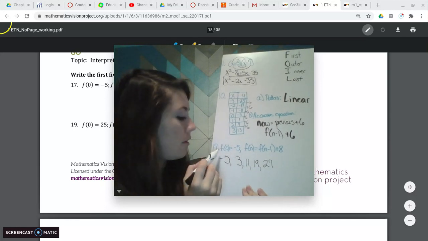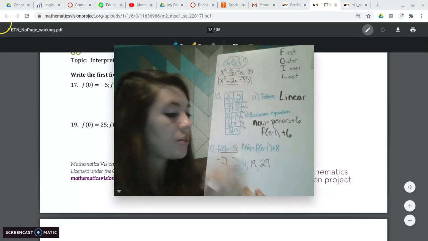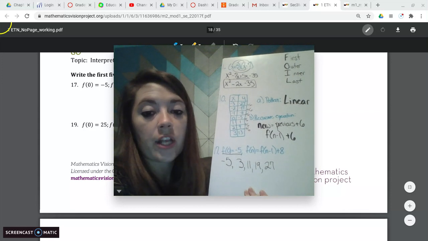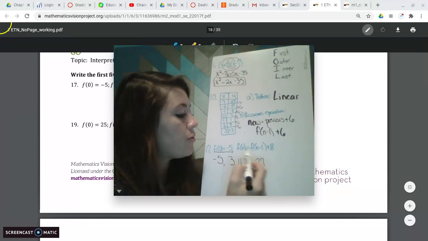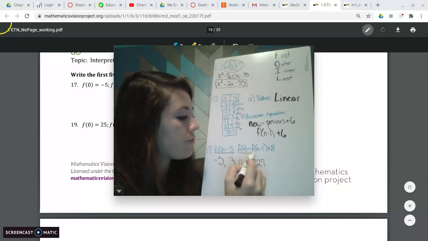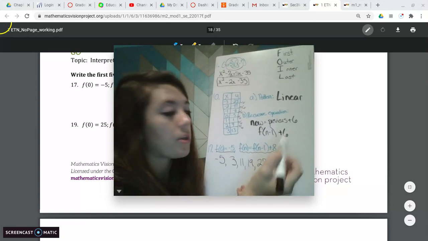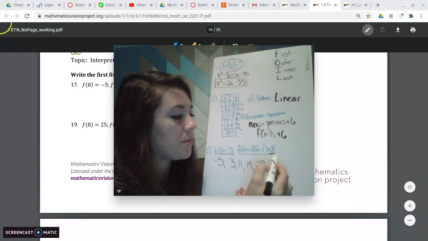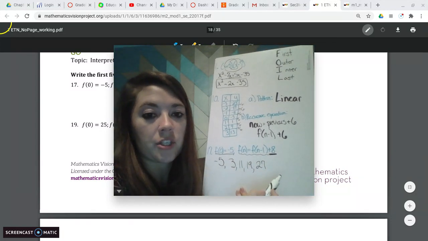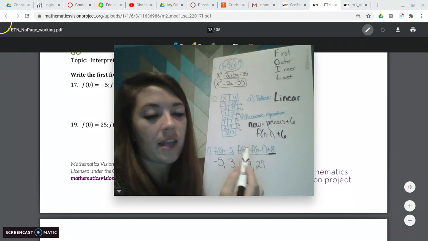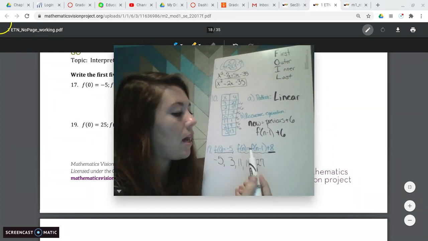So you're given the f of 0 term, so that's the starting term for you, and then you just have to find the next 4 using what the recursive rule says. So in this case, notice it says plus 8. That's key. That's what you're doing each time. If this would have said minus 8, then we would have been subtracting.